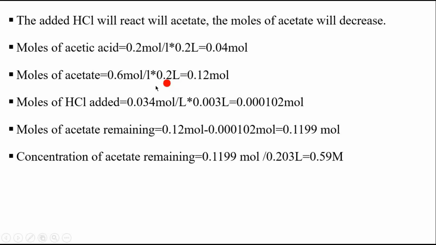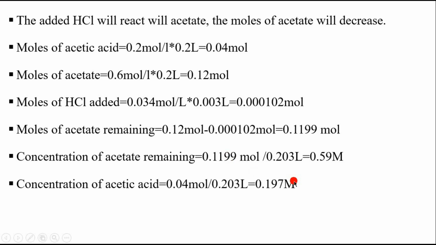That's the volume, but we have added the 3 ml of the HCl. That means the volume will now be 0.203 liter. So we have added 0.2 liter plus 3 ml of the acid. You get this one, and that means you get the concentration of acetate. After that, you also determine the concentration of acetic acid. The remaining acetic acid will be this one, divided by the total remaining volume.